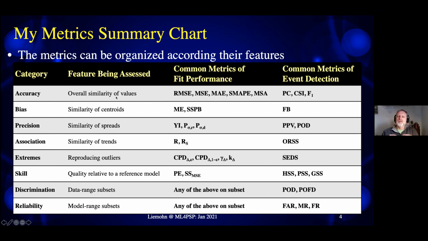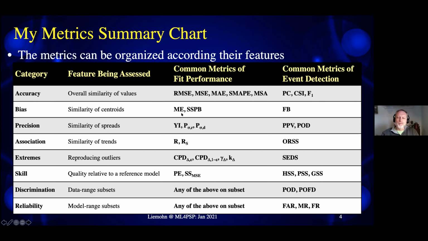It really is an accuracy assessment of the overall similarity of the two values, but it really doesn't actually tell you about similarity of centroids or spreads specifically. There are different things that you can't learn from RMSE. I'll get to that in a slide or two. For instance, another one, the correlation coefficient is a measure of what I call association, similarity of the trends, but it actually does very little about whether the two values are close to each other. They could be far off as long as they're going up and down together.